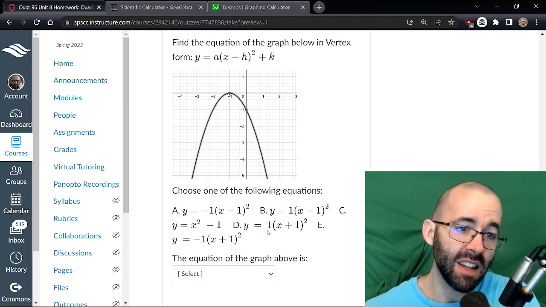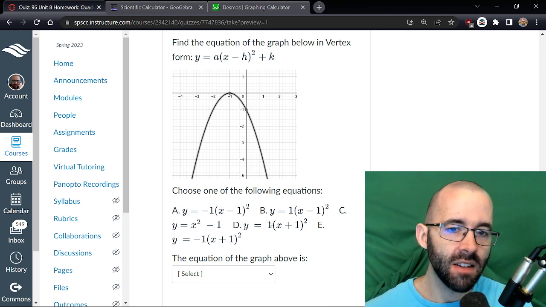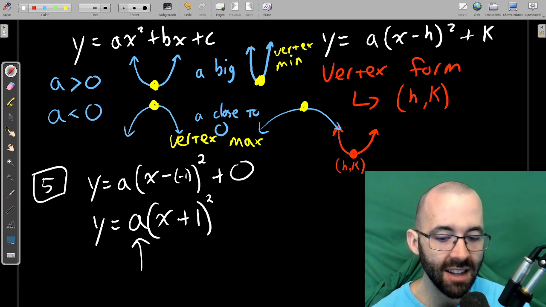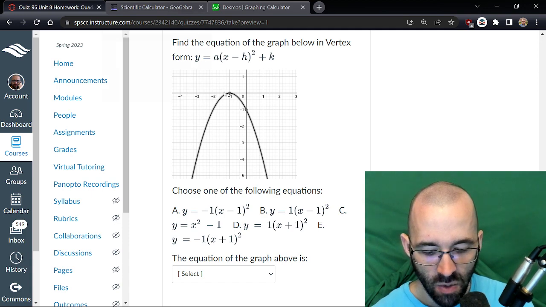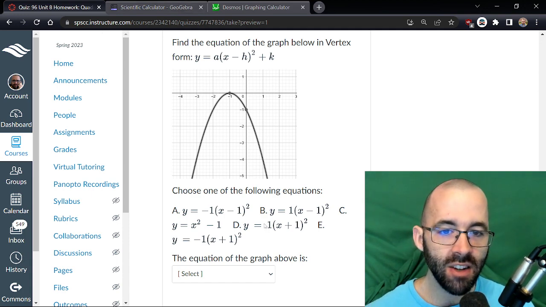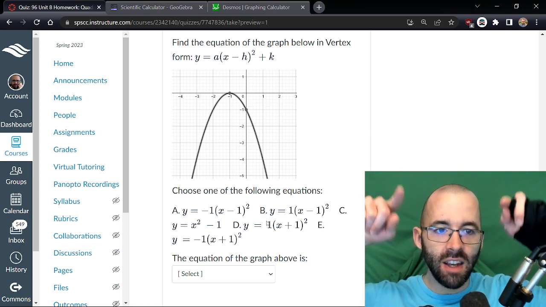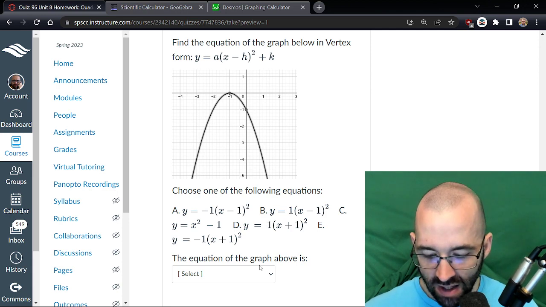But we don't even necessarily have to find the value of A, because compare D and E. D has a positive A value. E is a negative A value, right? The A is just that number that's next to the parentheses in this form. Well, positive A value means the parabola opens up. Negative means it opens down. Well, ours opens down, so I think it's E.